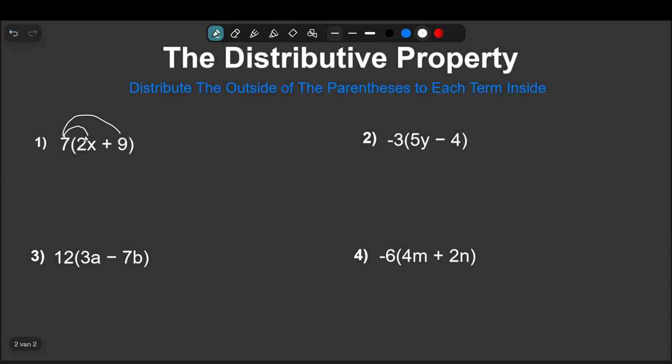So we're going to do 7 times 2x, and this will give us 14x, of course. And then we're going to do 7 times 9. Of course, don't forget to add the plus sign right here. And then you can just do 7 times 9. 7 times 9 equals 63. And 14x plus 63 will be our final answer.